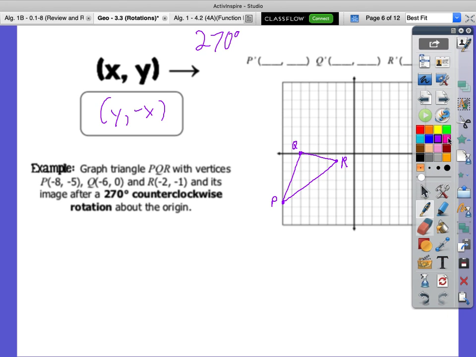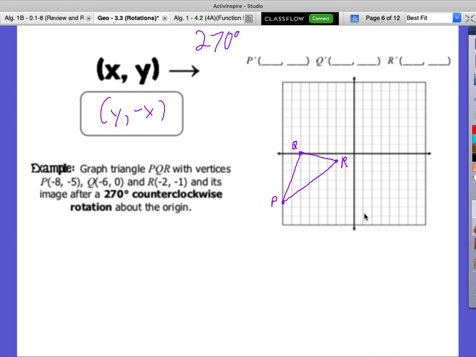I agree. So now, if p is negative 8 comma negative 5, can anyone tell me what p prime would be?